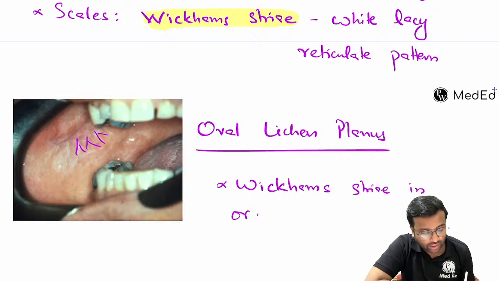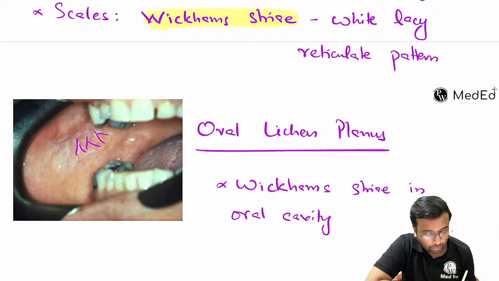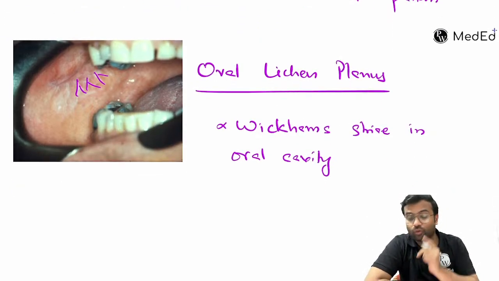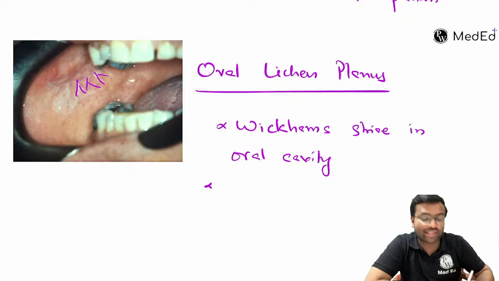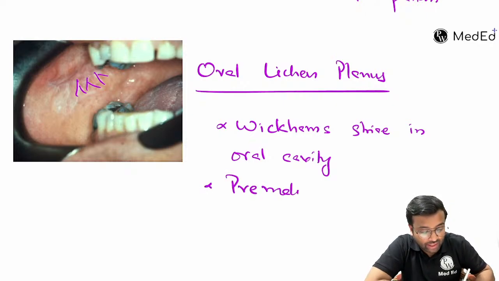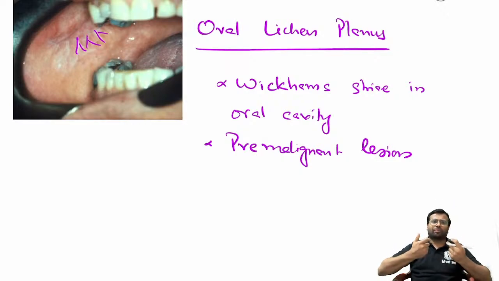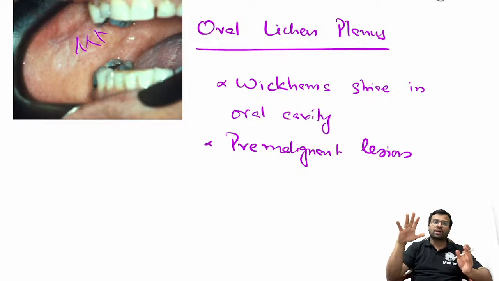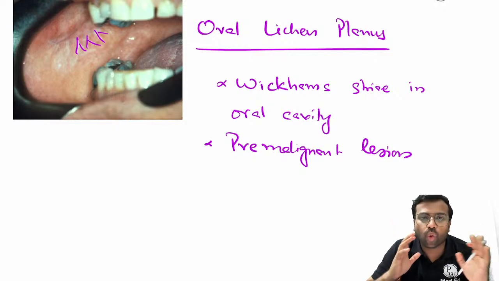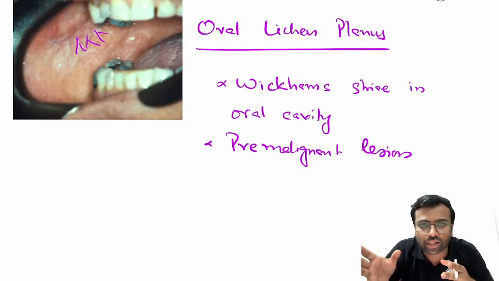And please try to mention one thing. Very good, that is the right answer that I'm waiting for. This is a pre-malignant lesion. So any lesion, be it after chronic smoking or using pan and all those things, or even with lichen planus, what is the patient going to be at risk of?